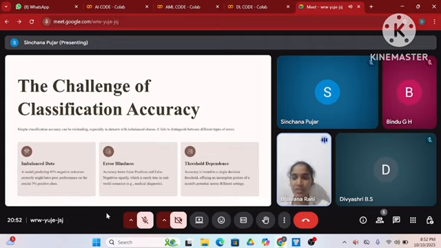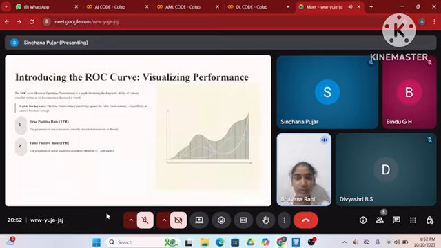In error blindness, accuracy treats false positives and false negatives equally. In threshold dependence, accuracy is bound to a single decision threshold and offers an incomplete picture of the model's potential across different settings. Next will be continued by Bindu.